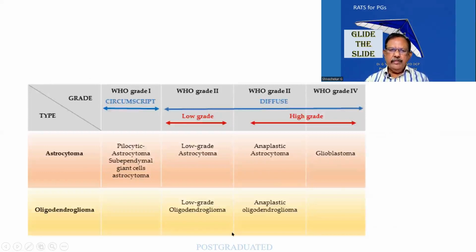This will be the grading of the various brain tumors. I will not be going into the theory of it. You can just go through it. What comes under grade 1, grade 2, diffuse, and then grade 4. So oligodendroglioma is basically a low-grade tumor over here. If it is anaplastic, it will be going in for grade 3.